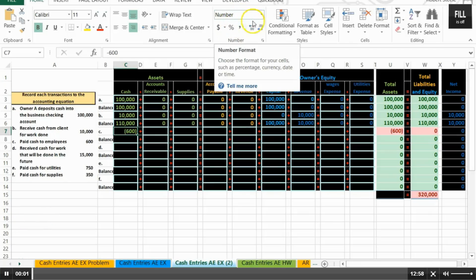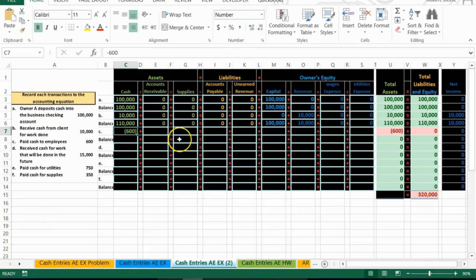Group and this numbers here. Then what else is the other account that is affected if we paid employees? Well, it's not an asset, it's not a liability, it's actually an expense, which in this case is under owner's equity. So expenses here is the other item that happened.